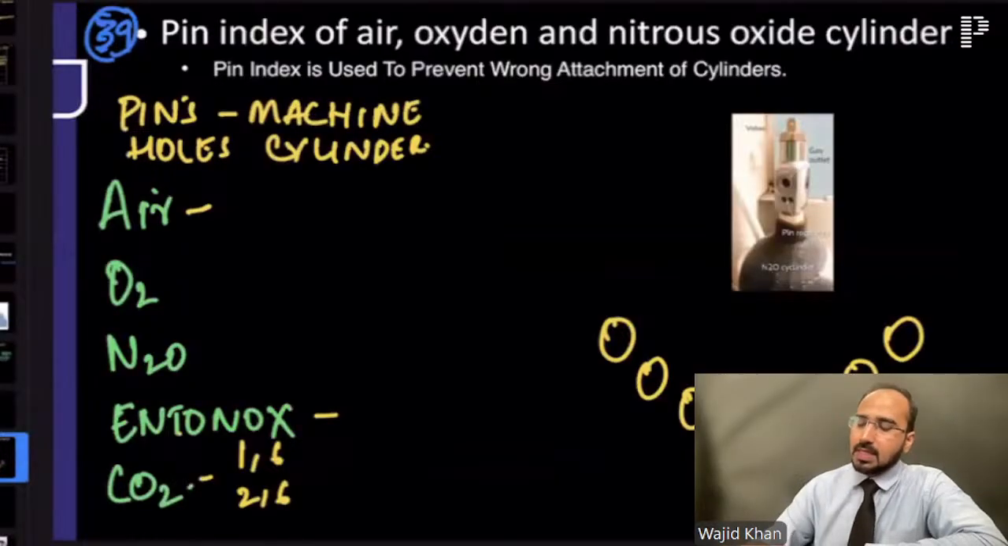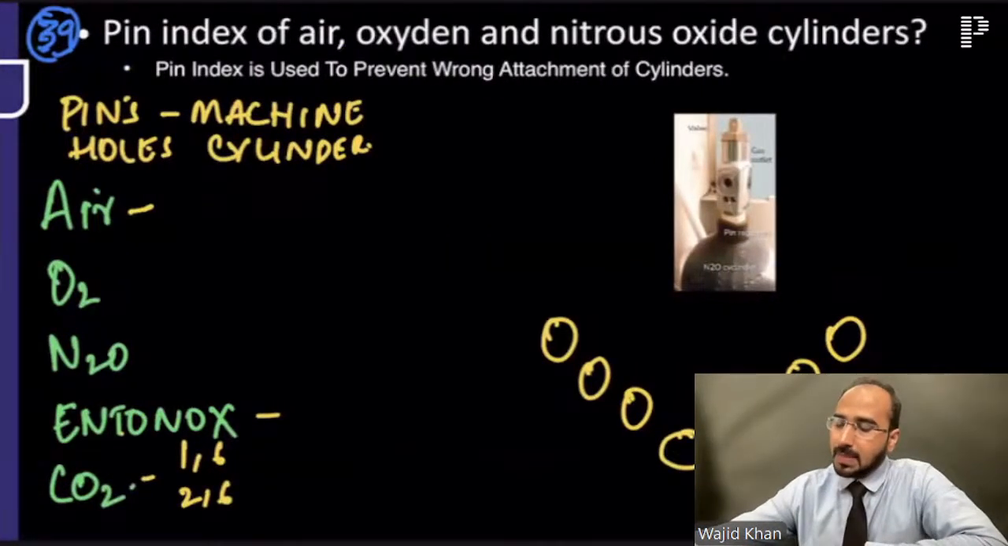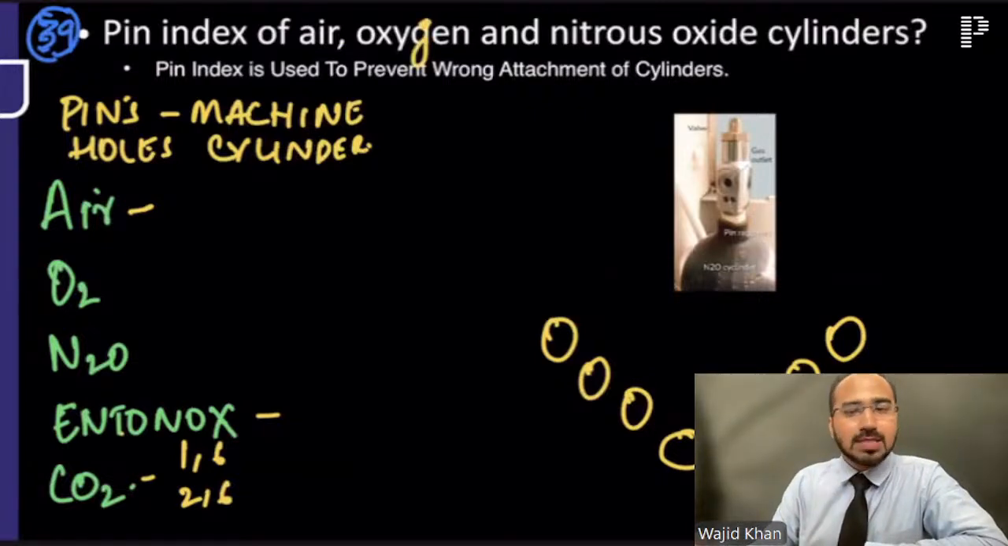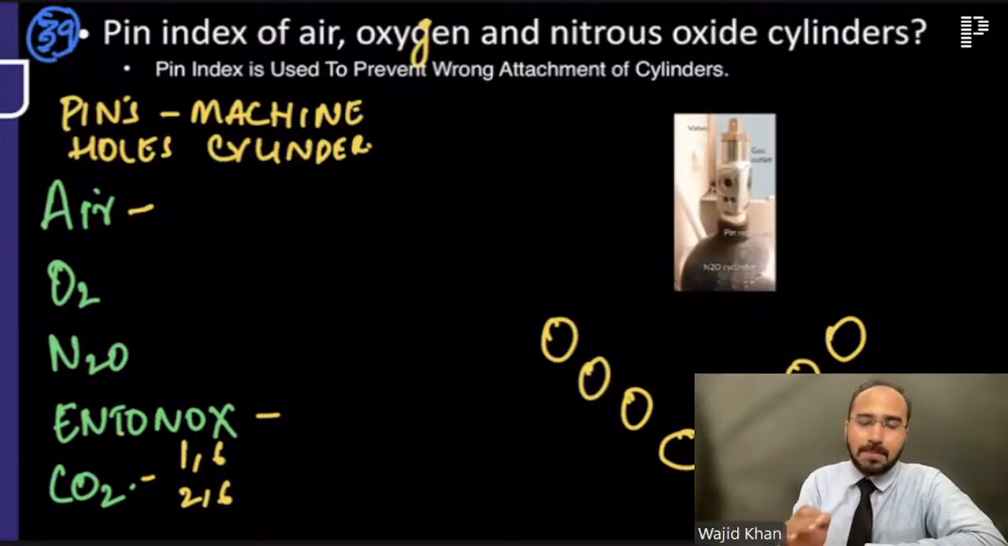Okay. Next, guys, coming to the next thing, pin index system for oxygen and nitrous cylinder. What is the pin index system? The pin index system prevents the wrong attachment of the cylinder to the machine, where pins are present on the machine and holes are present on the cylinder.